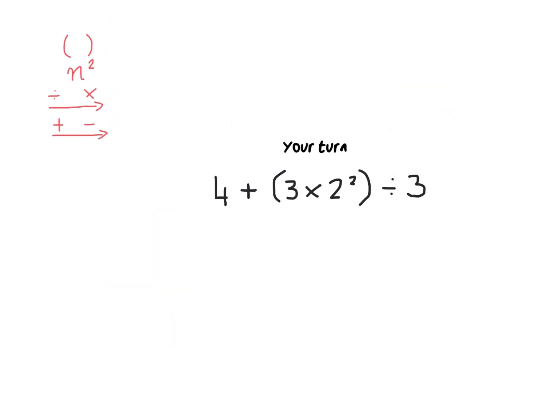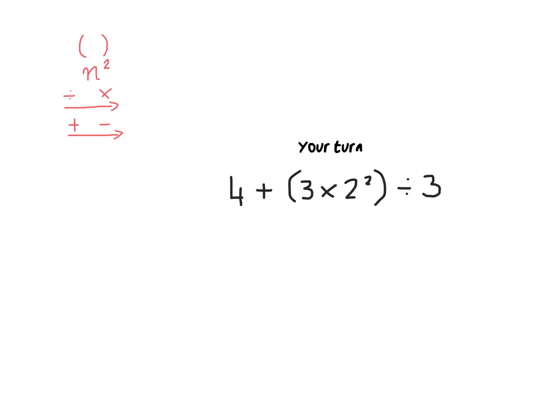Now I'm going to solve this other one. Now my first step is to look at the checklist. I see brackets are first. Now I see there are 2 operations inside the brackets because there's a multiply sign and an exponent. So my first part of the brackets is the exponent.